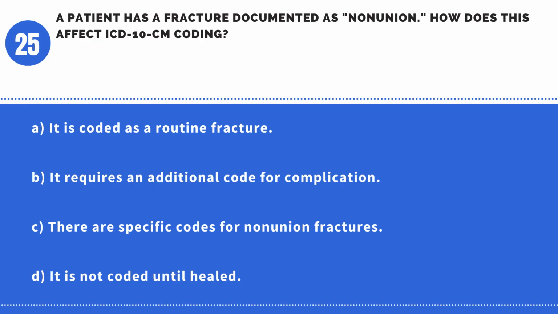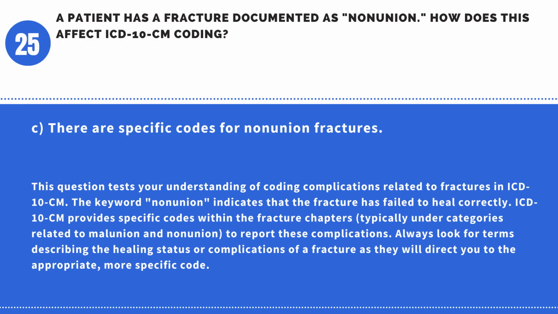Question 25. A patient has a fracture documented as non-union. How does this affect ICD-10-CM coding? A. It is coded as a routine fracture. B. It requires an additional code for complication. C. There are specific codes for non-union fractures. D. It is not coded until healed. Answer: C. There are specific codes for non-union fractures.